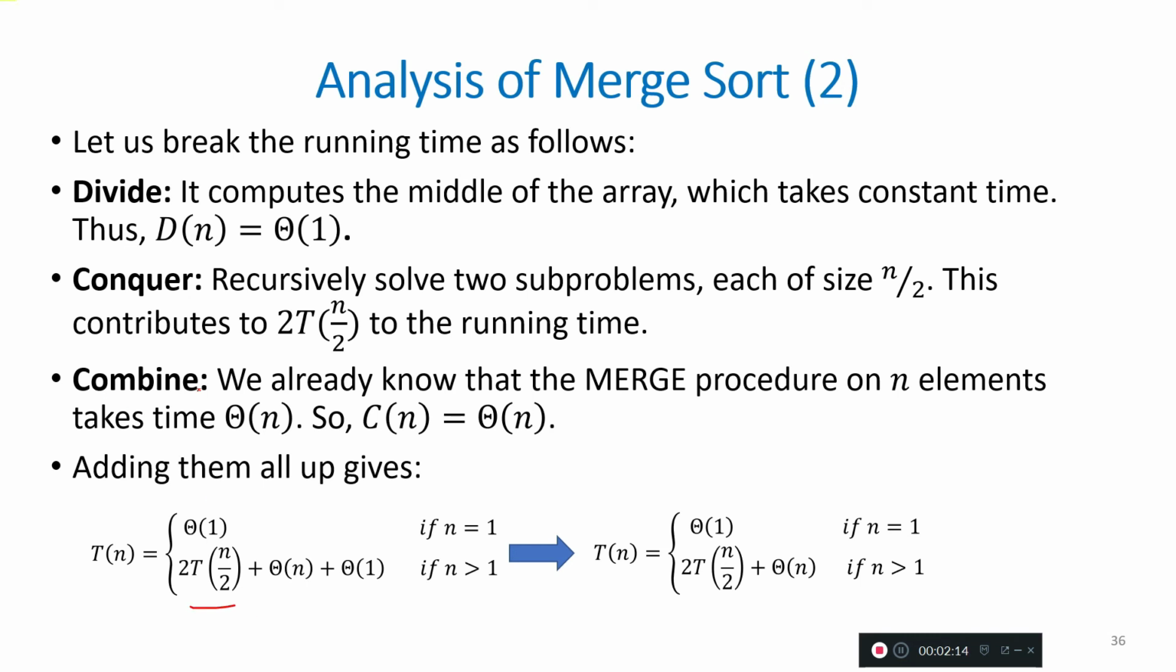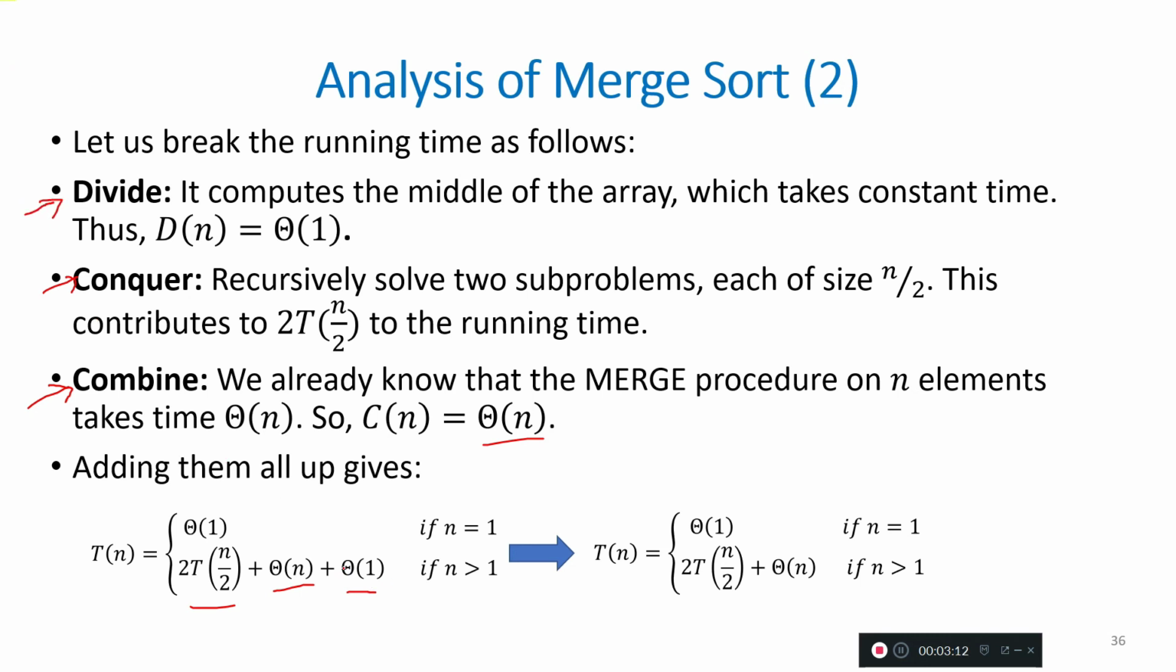The last phase, which is combine, is actually the merge procedure that we have already studied, and we found that the running time over there is theta n. So by adding them up and replacing them in the divide and conquer recurrence equation that we've already seen, we see that if n is equal to 1, T of n would be some constant time theta 1, and if n is greater than 1, we would have a recurrence equation where this term is from the conquer phase, this term is from the combine phase, and this term is from the divide phase.